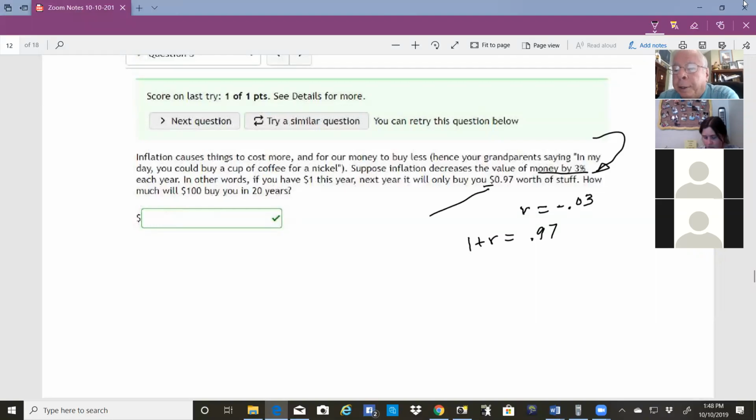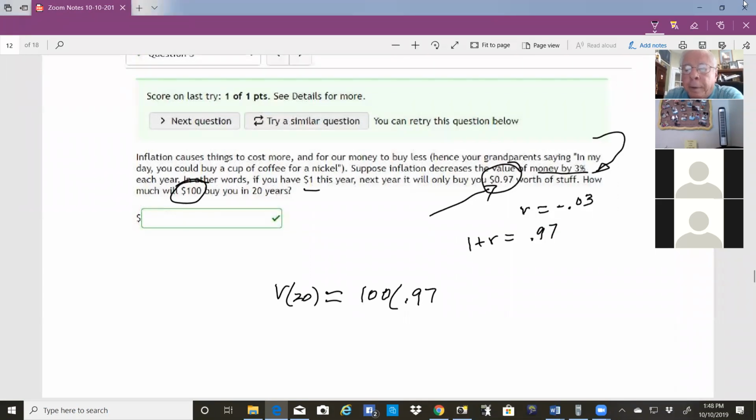Just as it says here, from 1 year to the next, if things were worth $1 one year, $1 would be worth 0.97 the next year. So how much will $100 buy you in 20 years? The value in 20 years would be $100 times 0.97 to the 20th power. So let's see how much that dollar would be worth.